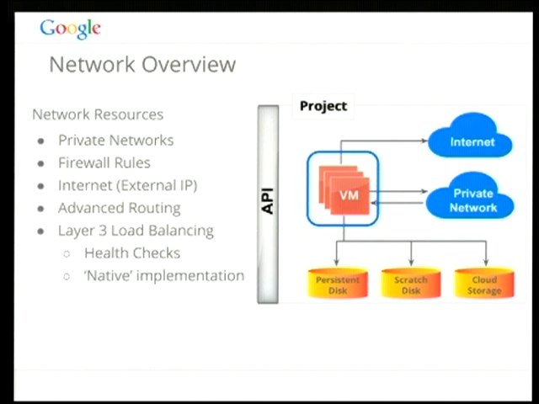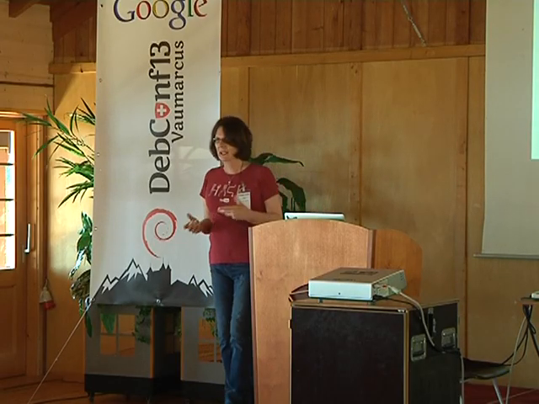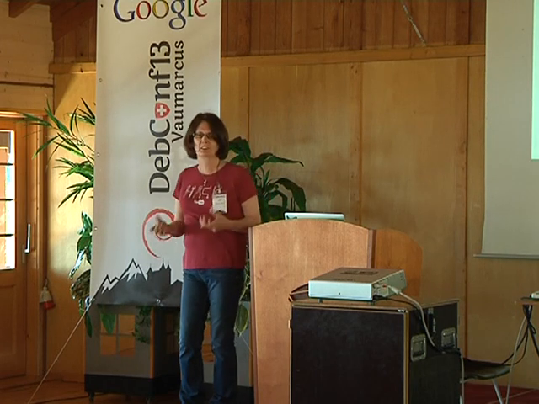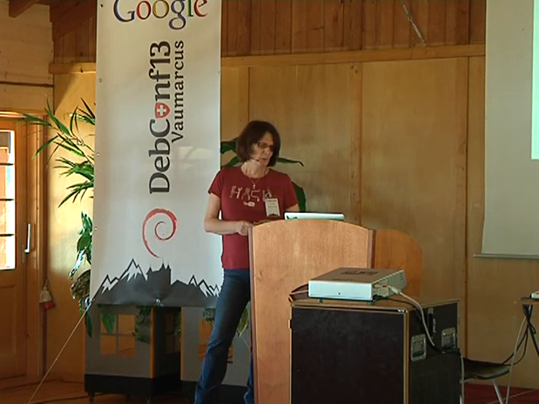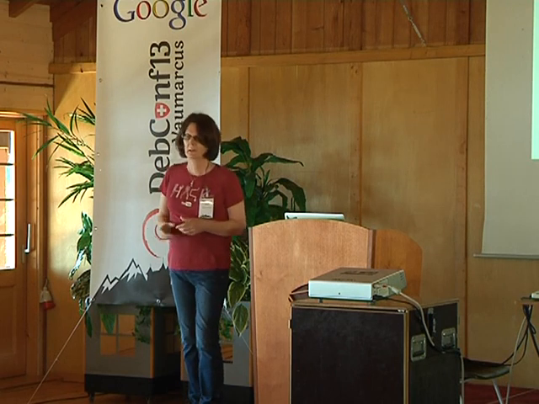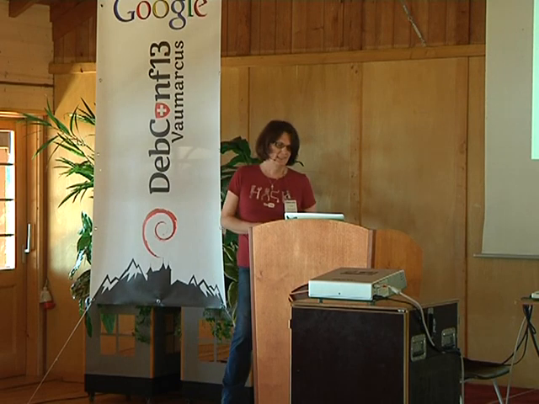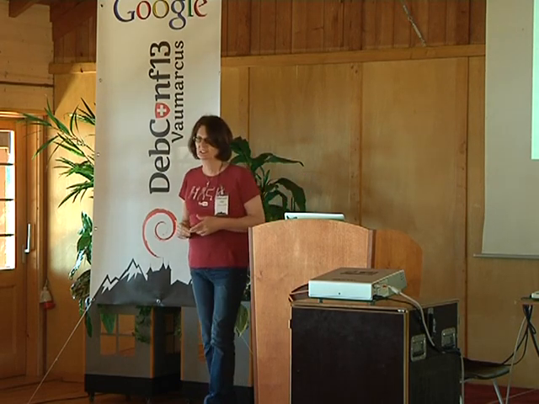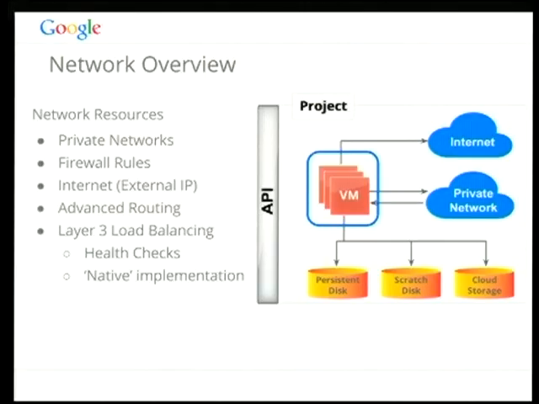Recently, we introduced layer 3 load balancing. As I said, that was announced last week and removed from the slides, unfortunately. That allows you to load balance all of your HTTP traffic or other traffic across multiple virtual machines or virtual machine endpoints. It also supports health checking to make sure that traffic is only routed, depending on where you come from, to instances that are up and healthy. And it's effectively a cloud-native implementation. What I mean by that is that it's implemented as part of our network infrastructure. It's not kind of bolted on. It doesn't need an instance to run on.